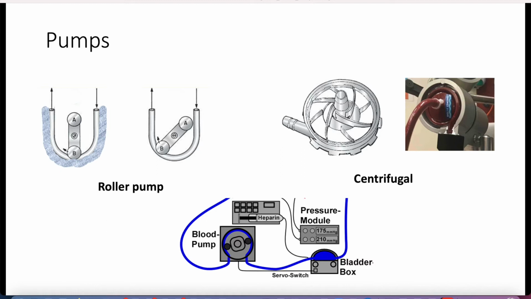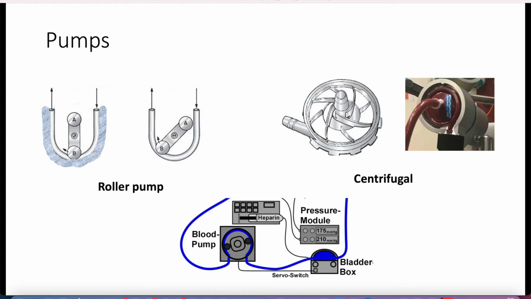This pump is non-occlusive in that if you stop the pump and forgot to clamp the circuit, blood can flow retrograde from the arterial side, from the return cannula to the drainage cannula. This is because the pressure on the arterial side is always much higher than the venous side. If you stop the pump, you have to clamp the circuit to prevent this retrograde flow.